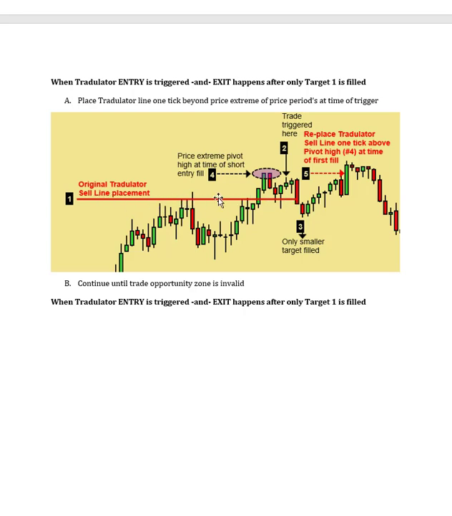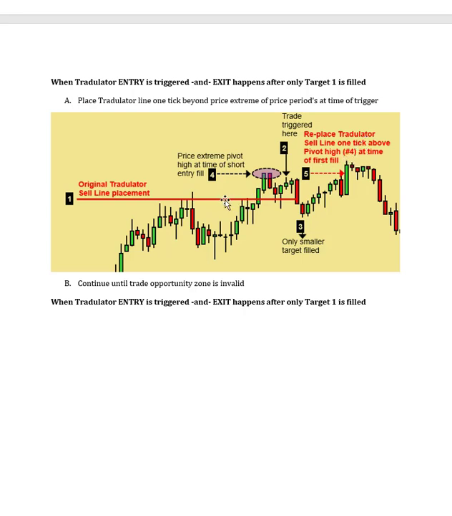So the original Tradulator sell line placement was based on resistance, and it could be resistance such as Edge-Minder resistance, it could be day range resistance, either one. You've gotten your fill, you've gotten your small target, it's a winning trade, the market comes back, stops you out of your entry. The question is, when that happens, what do I do? And the answer is you would replace your Tradulator sell line.